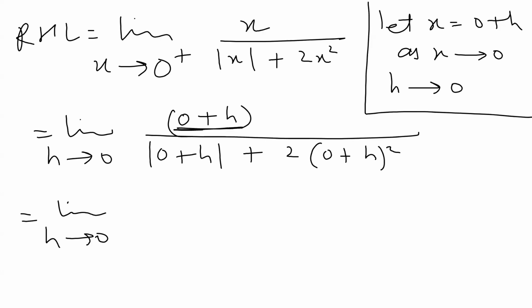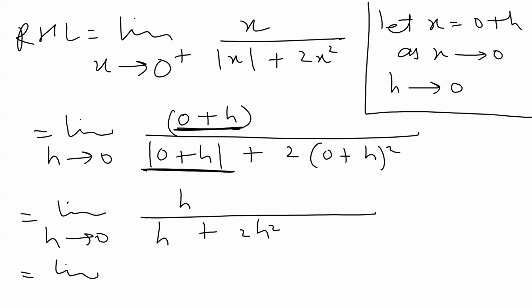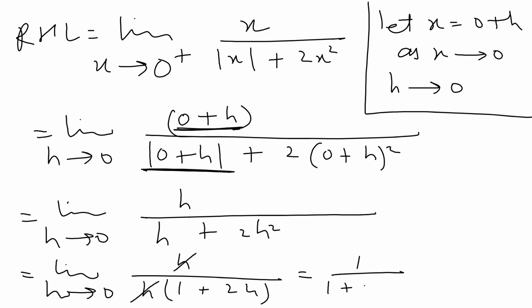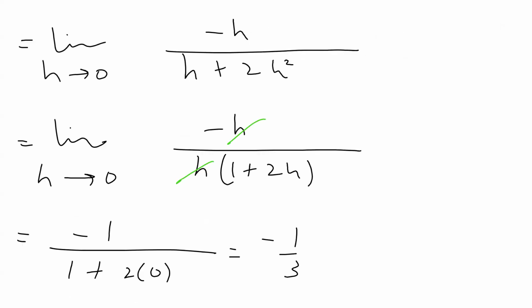So 0 plus h is h. This is modulus of h, which is also h, plus 2h square. Limit h approaches 0, take h common. This is going to be 1 plus 2h. So h is gone. Now put the value of h as 0. So this is going to be 1. One second, I just made a mistake over here. Sorry. So this is minus 1 upon 1, which is minus 1.